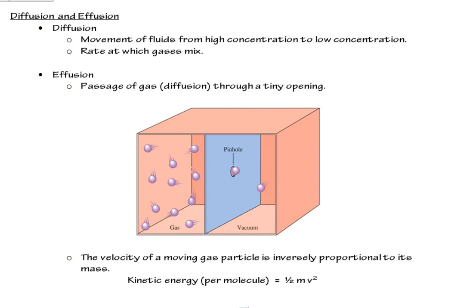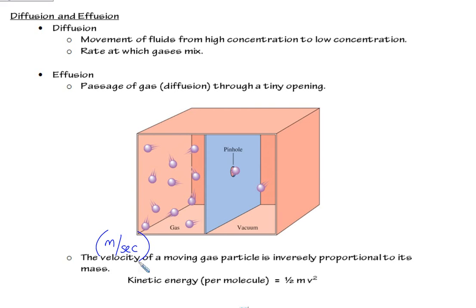Now, this equation at the bottom is in your AP packet, and I haven't used it a whole lot lately. You can use this equation to compare velocities or speeds of different gas particles. Velocity would usually be measured in units of meters per second, so we are measuring how fast these particles are moving. Their speed or velocity is inversely proportional to their mass, which kind of makes sense. If I have some giant particle, it should move slower than some little baby particles.